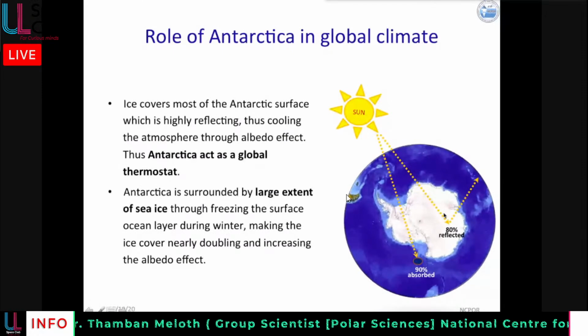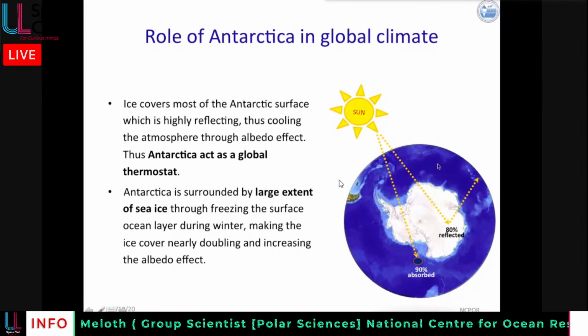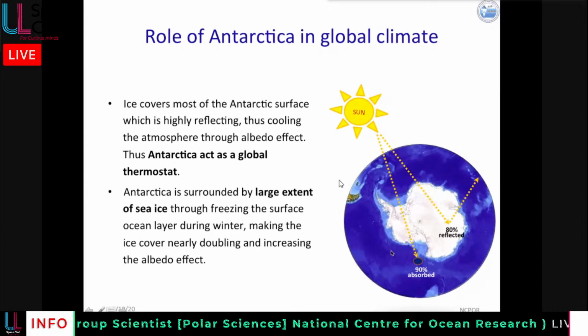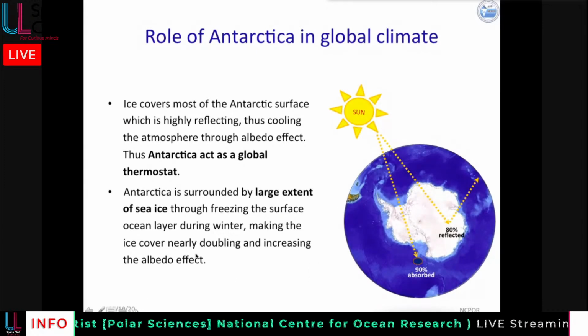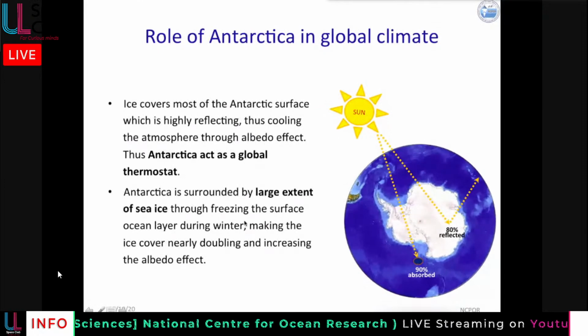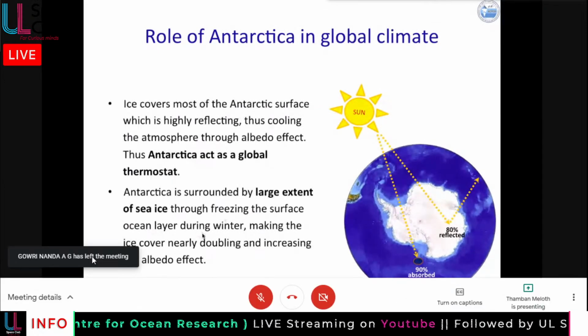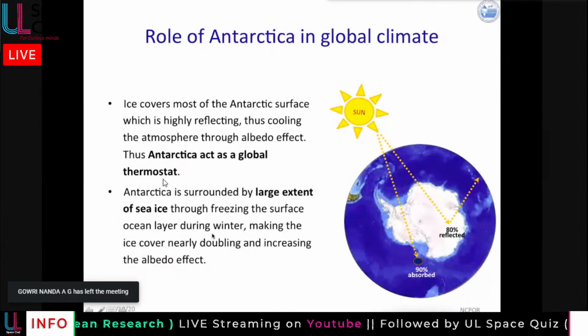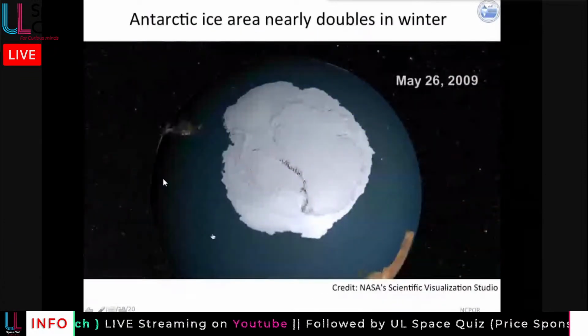But as it goes to winter of the southern hemisphere, this size nearly doubles. The next slide will show that. Therefore, Antarctica is surrounded by a large extent of sea ice, through freezing of the surface ocean layer during winter, making the ice cover nearly double and increasing the albedo effect.